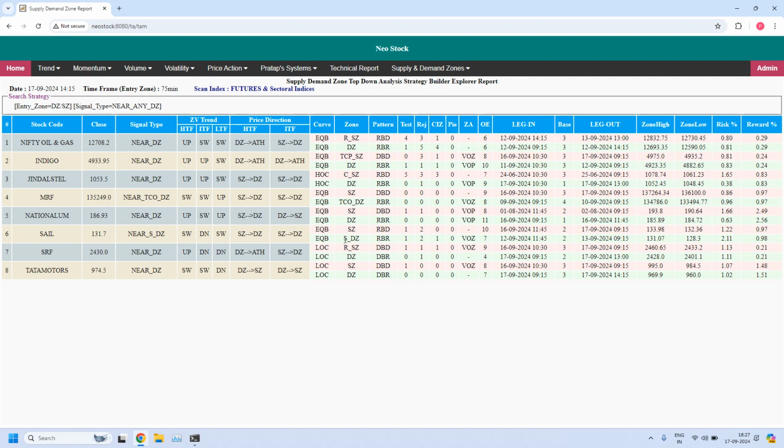Here we have SALE. It is a high liquidity 75 minutes demand zone. So only one stock is filtered from the 75 minutes demand zone list.